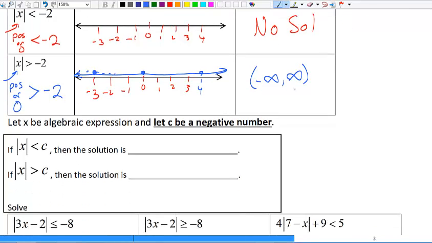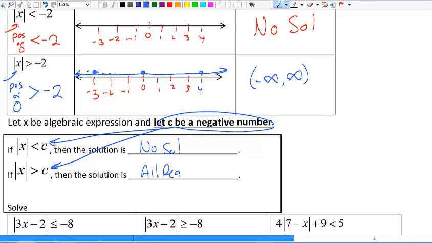To summarize that, if you have the absolute value is less than C, where C is negative, then the solution is no solution. If the absolute value is greater than C, again, C is negative, then the solution is all real solutions, which we write in interval notation as negative infinity to positive infinity.